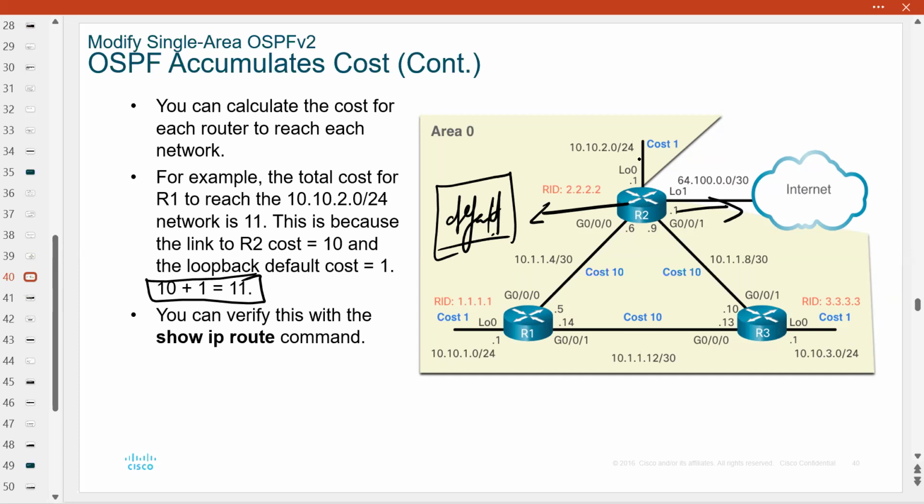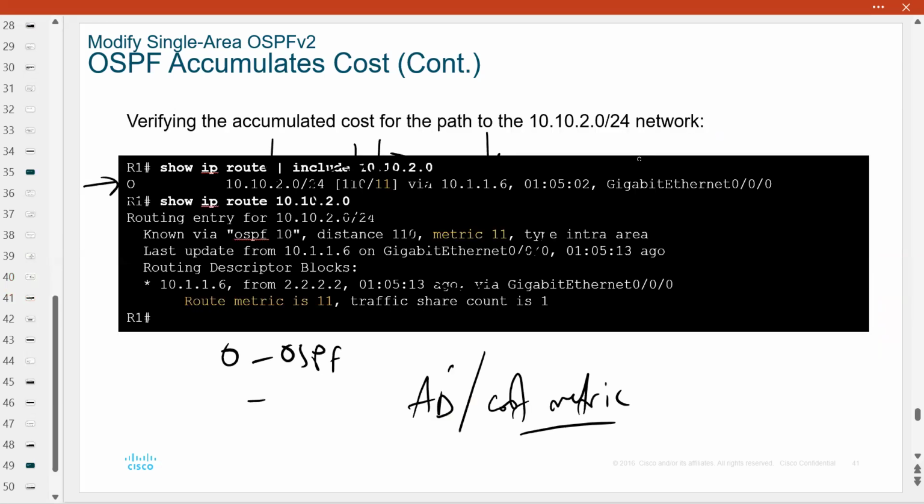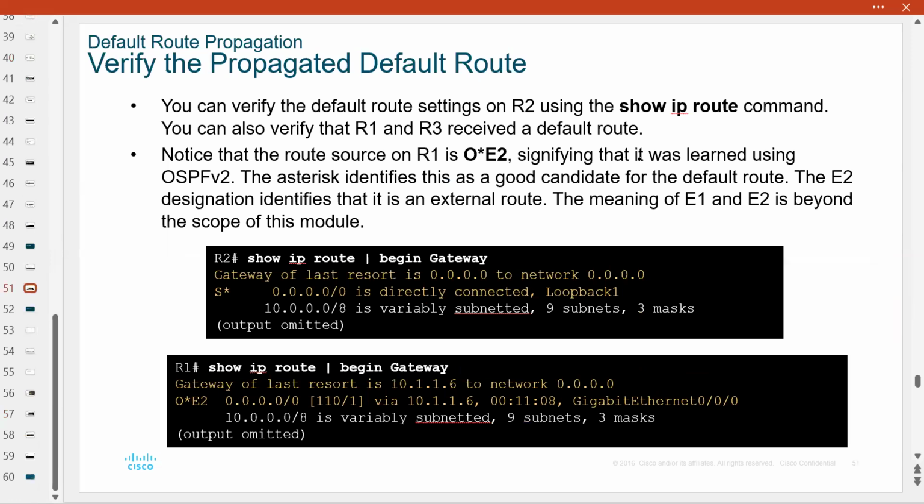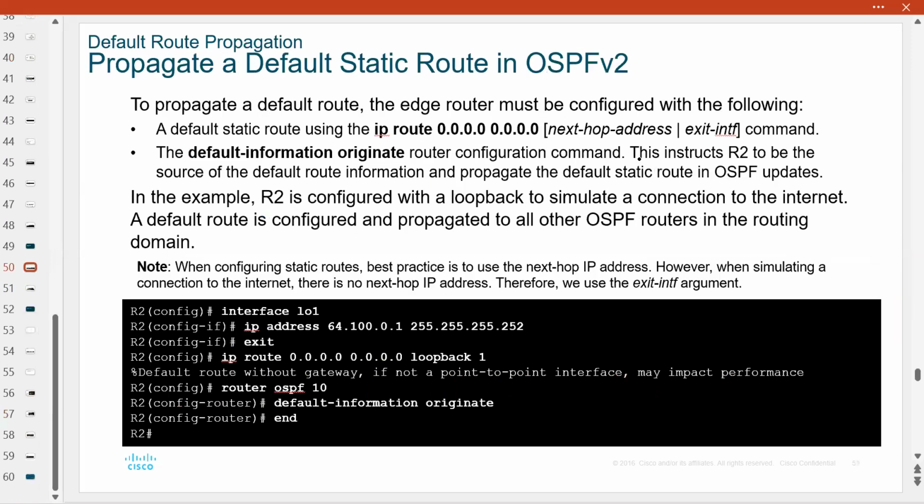Now, once that default route is configured here, with IP static, we manually configure that route. With OSPF, we tell every router that this is your default route. How do we tell it? We tell every router with this command.